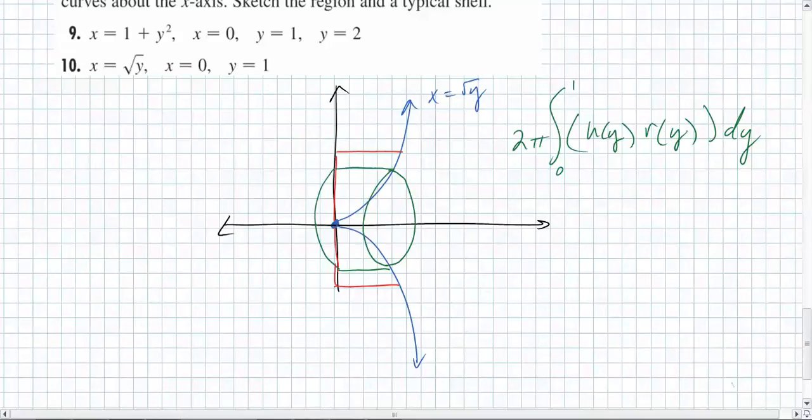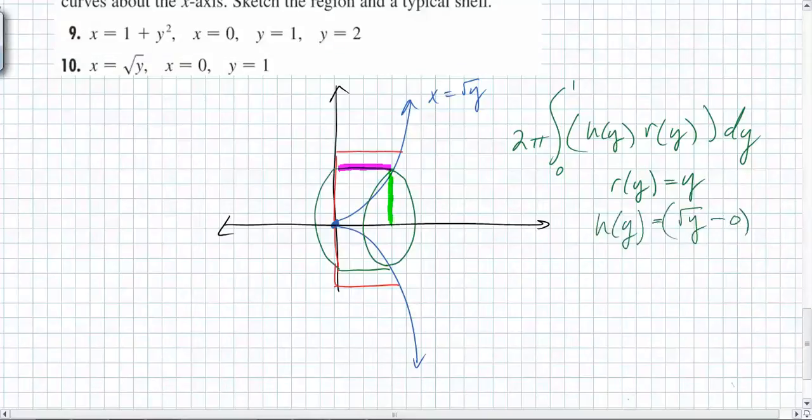Which one do you think? The radius is generally easy. In this case, what is r of y? It's just y. Just the distance from the x-axis to the point. It's right there. So our radius is right here. There's our radius right there.